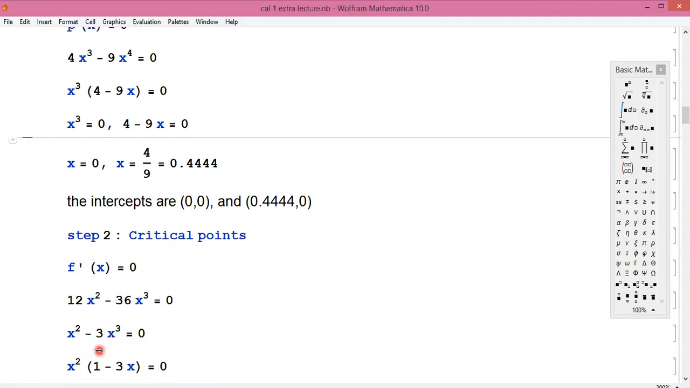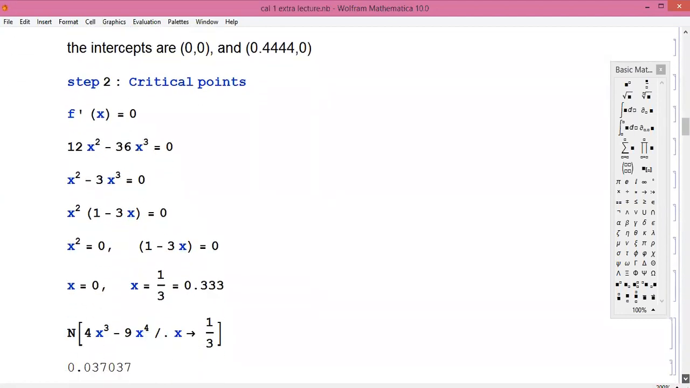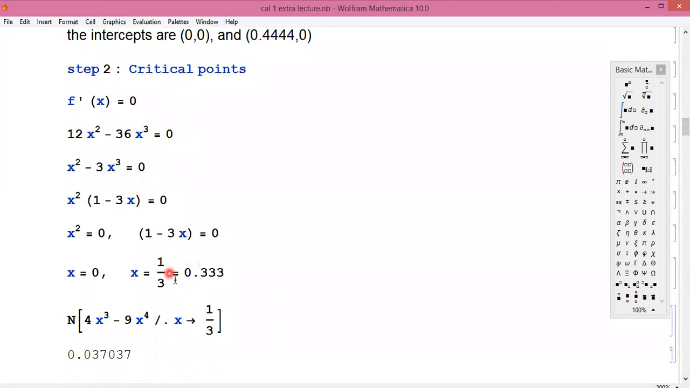I can take 12 as common, and see here my function will become x square minus 3x cube equals to 0. Now again मुझे क्योंकि equate करना है 0 के, मुझे value चाहिए x की. So I am taking common x square, and then I will get (1 minus 3x) equals to 0. Equating both of them to 0, I will get 2 points. One is 0 and another one is 1 over 3, that is 0.33. See here, minus 3x, you can shift to the right hand side and then divide by 3. So you get the value of x over here.